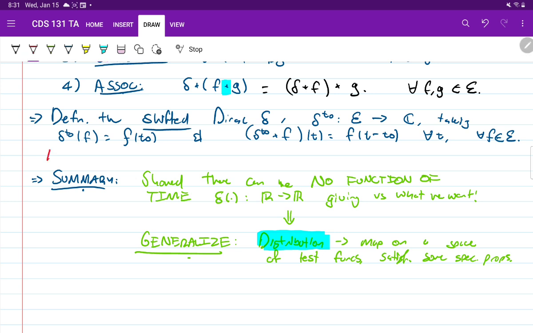So I just want to highlight this definition is still informal, okay? This is not a fully rigorous definition. This is not a fully rigorous definition for a Dirac delta distribution, okay?